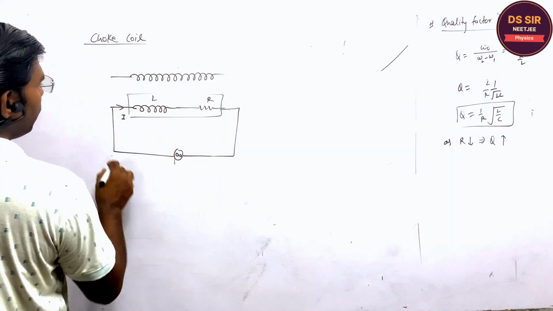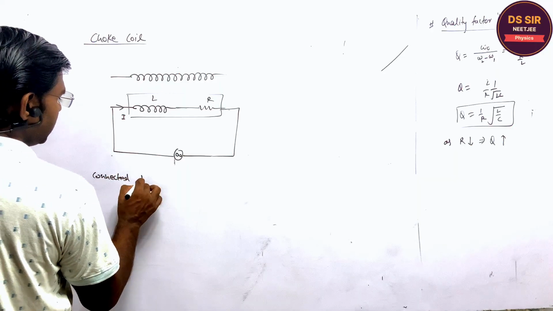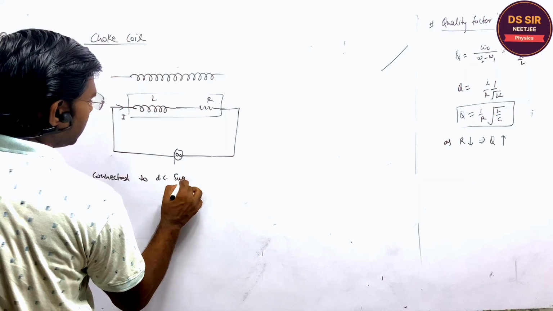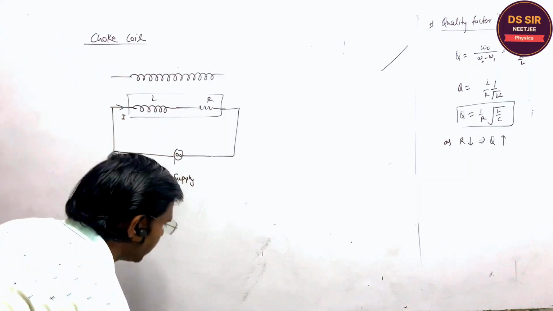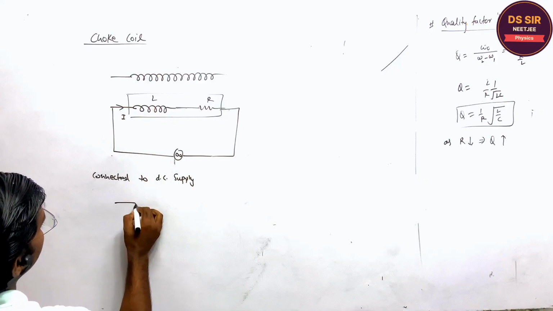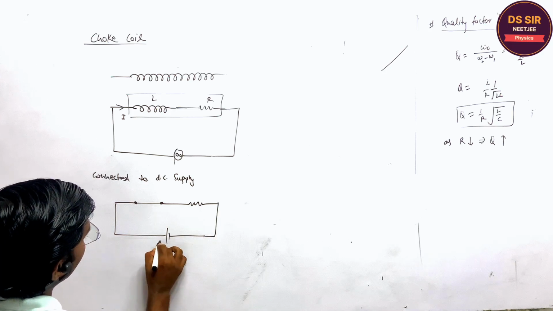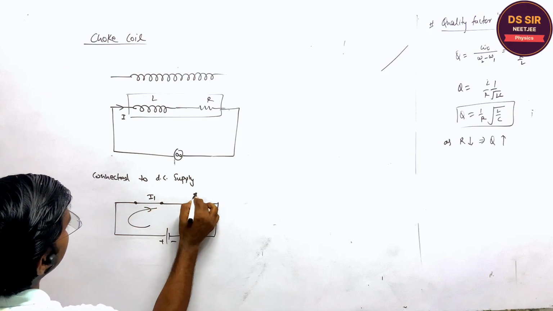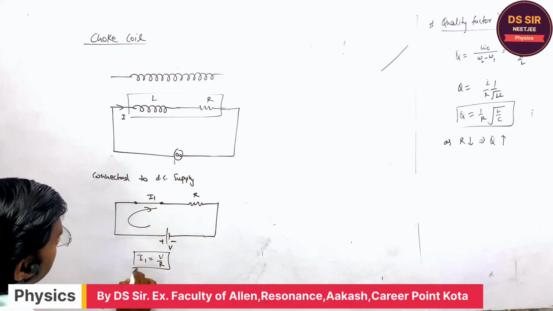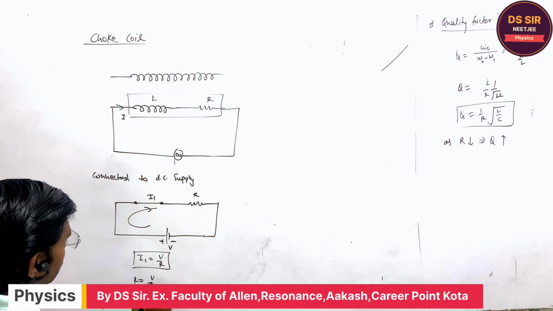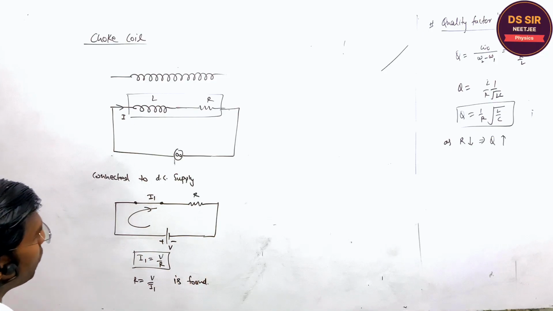In the choke coil, when it is connected to a DC supply, are you getting or not? When this choke coil is connected to a DC supply, the inductor becomes a wire and only the resistance acts. So in this case, the current is I1, this is V. So I1 is equal to V upon R. So from here, the resistance of the choke coil is found. Is it clear or not?